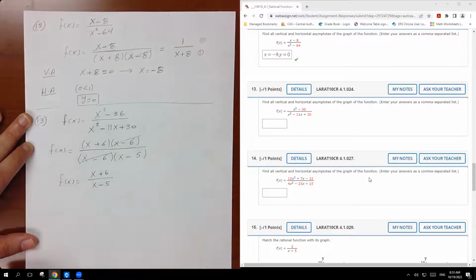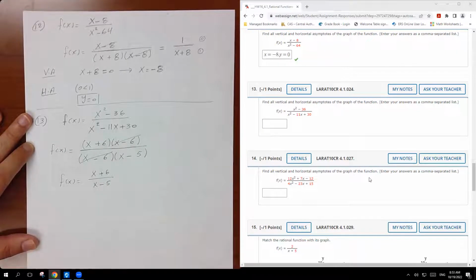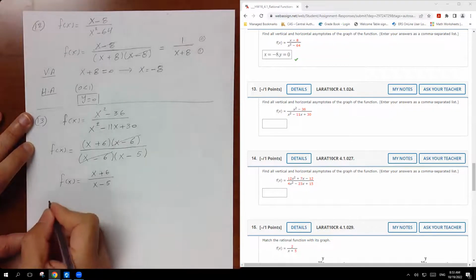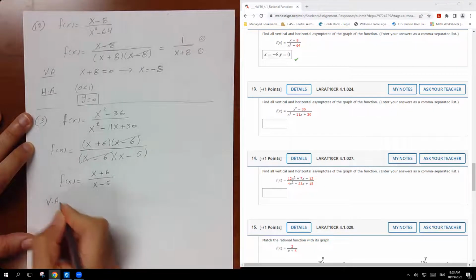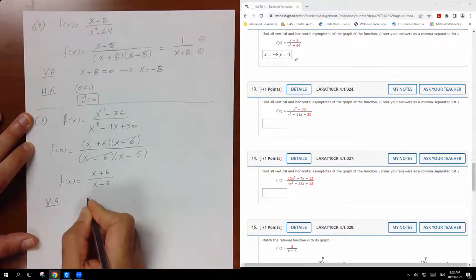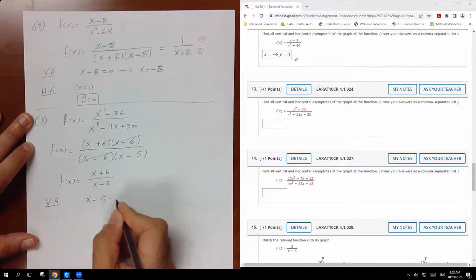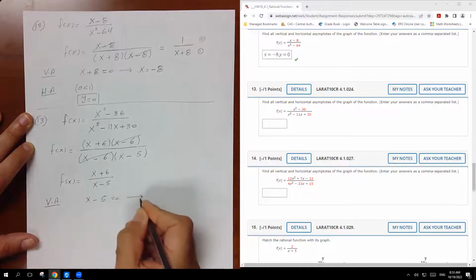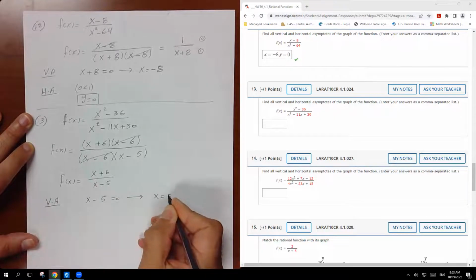Now we're going to find the vertical and horizontal asymptote for this example. The vertical asymptote is going to be: set the denominator equal to 0. That means x minus 5 equals 0. In this case, x equals 5.